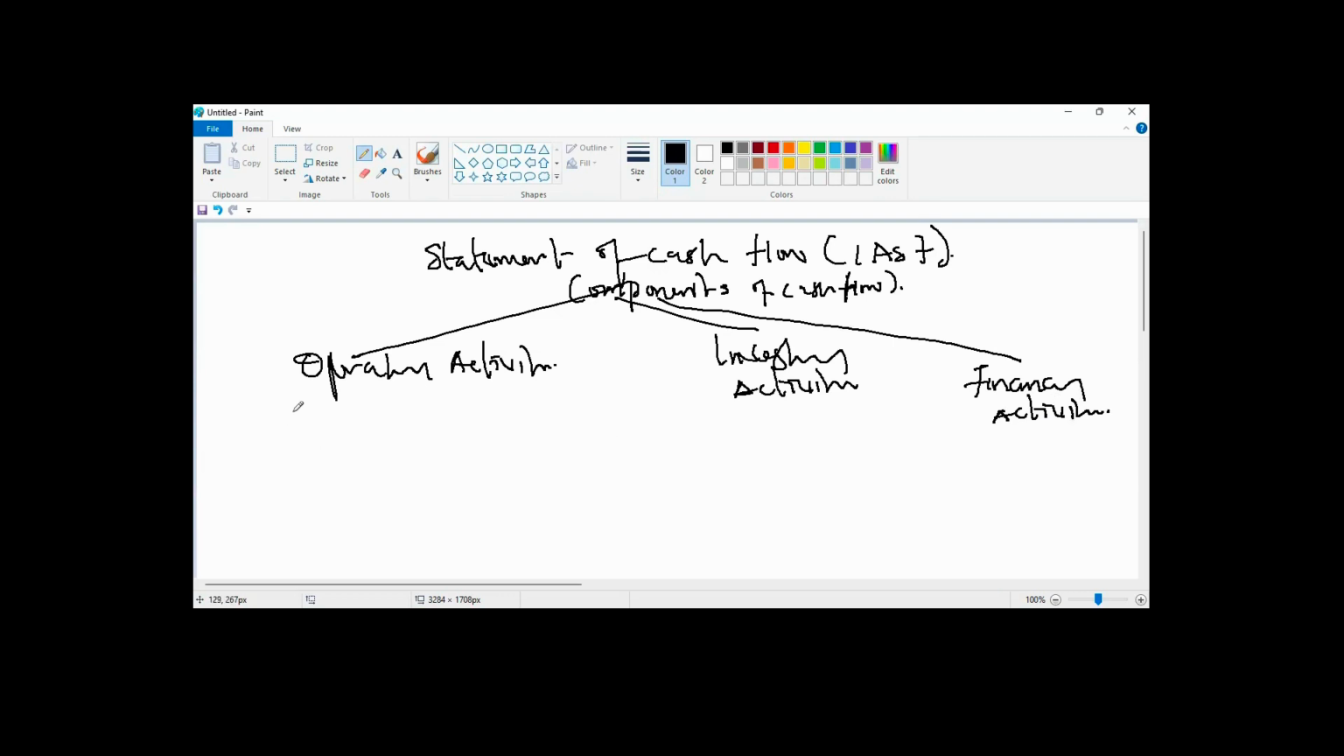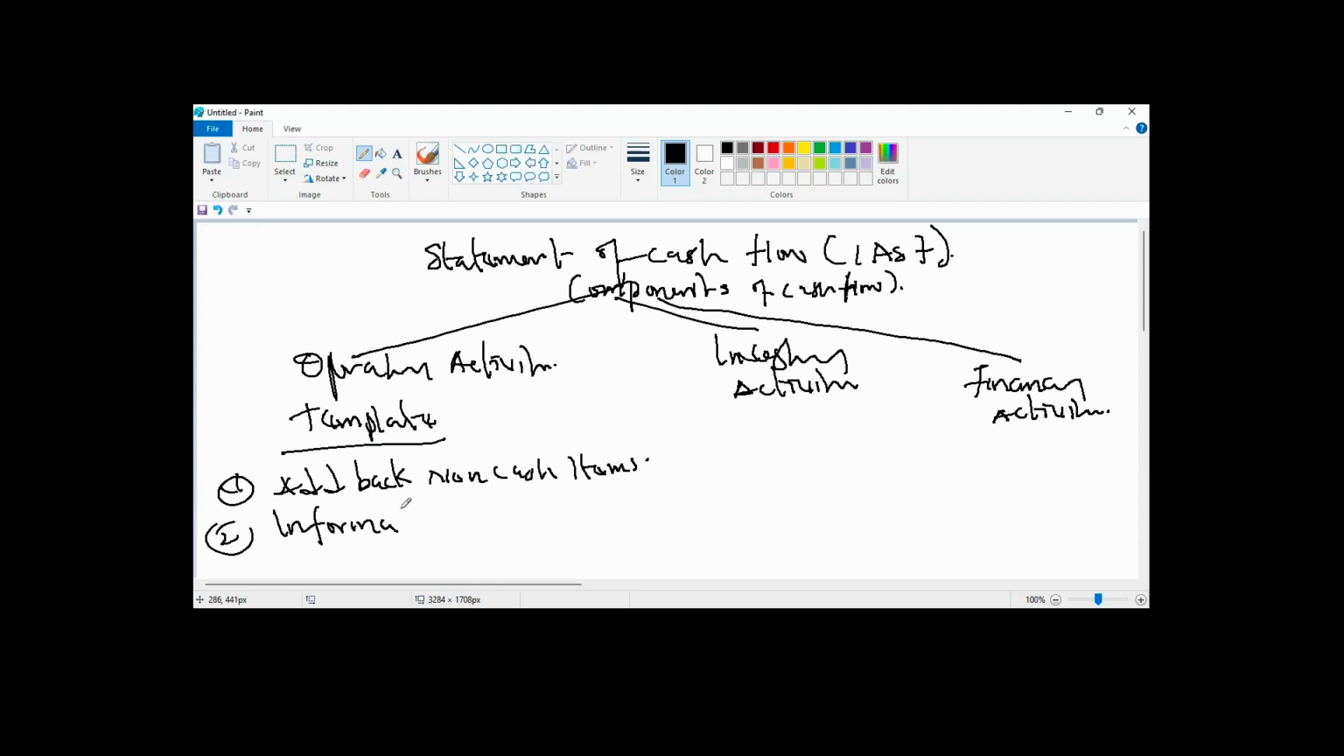Now, under operating activities, I'll give you a template to follow. First we add back non-cash items. The non-cash items are depreciation, amortization, goodwill, other impaired or written off. Then next, information on disposal. The first two we will be seeing in additional information.